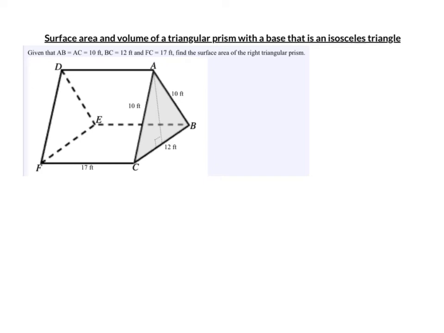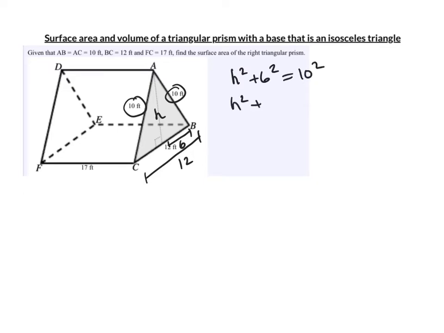Here we have a triangular prism and its base is an isosceles triangle. See the tick marks, that makes the base there isosceles. And notice that this is 12, so in fact this length is 6, and this is my h, or the height of that triangle. And I know that h squared plus 6 squared equals 10 squared.